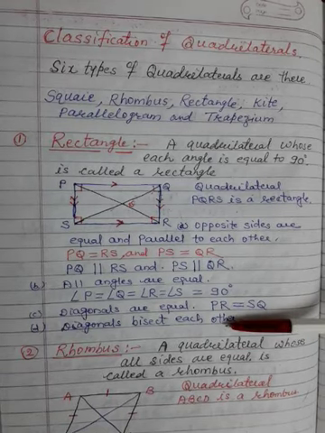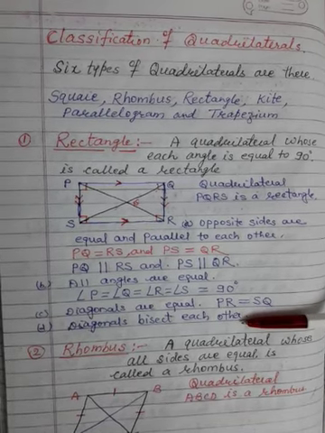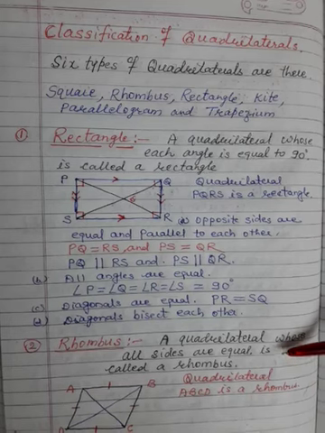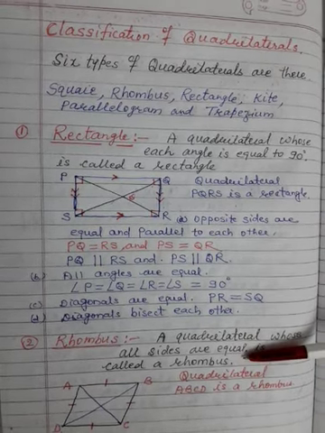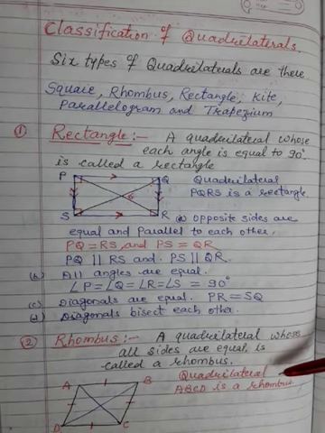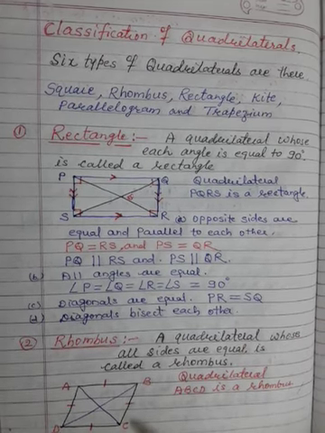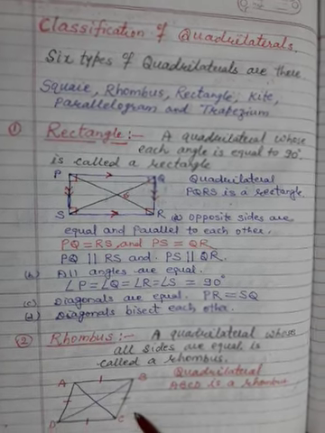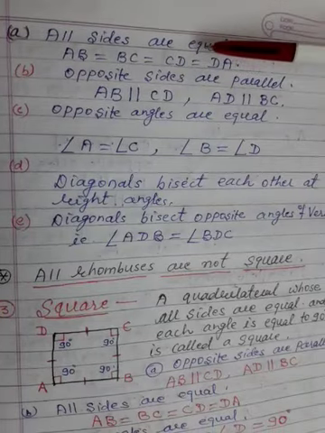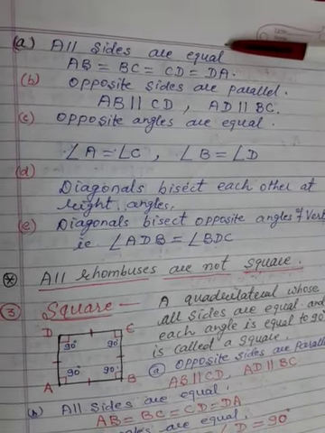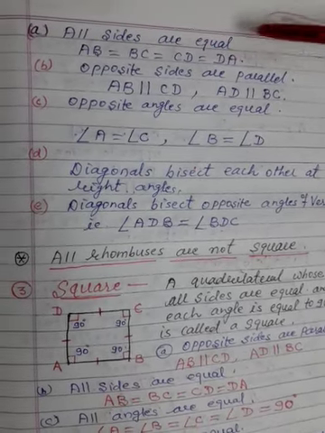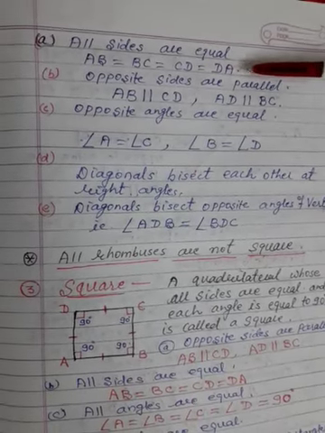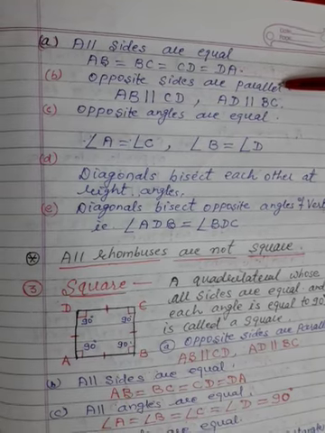Now the second one is a rhombus. A quadrilateral whose all sides are equal is called a rhombus. Here quadrilateral ABCD is a rhombus as shown in the figure. In this rhombus all sides are equal in length, meaning AB is equal to BC is equal to CD is equal to DA.